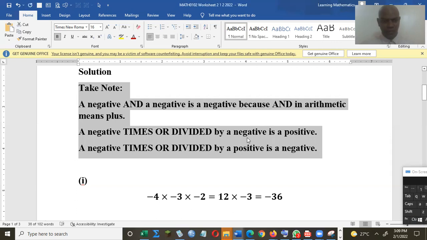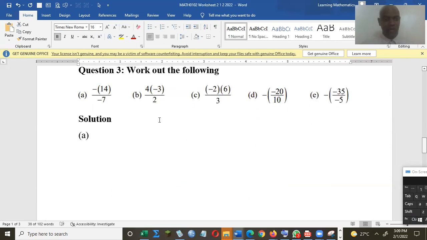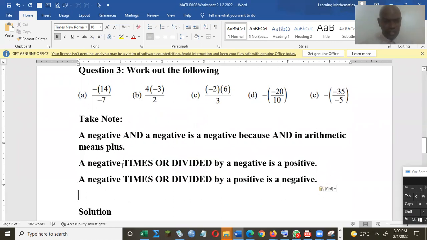Okay. Once the signs are the same, it's a positive. Once the signs are different, it's a negative. Only for multiply and divide. So once the signs are the same, here it is. Let's say you have a negative times... I know you are tempted to say "and", because I know from history a lot of students say "and". Please don't say "and". "And" means plus. A negative times or divided by a negative is a positive. So when these signs are the same, the answer is positive.